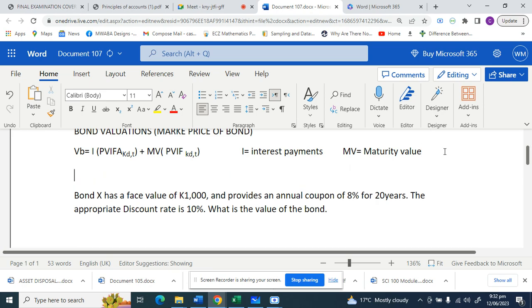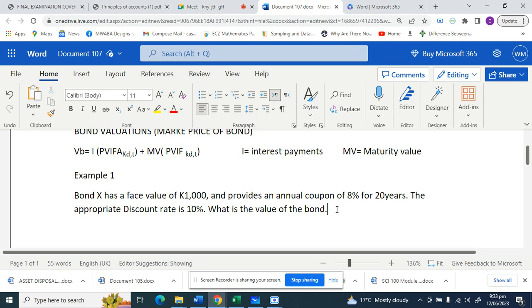So here we have example one, and the value of the bond. Face value of 1000 provides an annual coupon of 8%. This is the interest rate, for 20 years. The appropriate discount rate is 10%. This is the discount rate we're going to use to convert the future interest payments into the present value, and even the maturity value of the bond. We're going to use the discount rate to convert that maturity value into a present value.